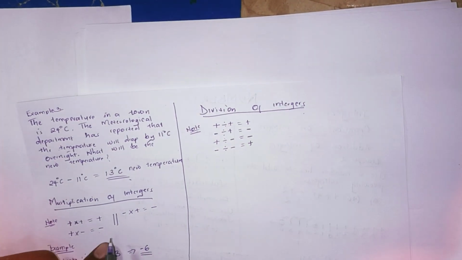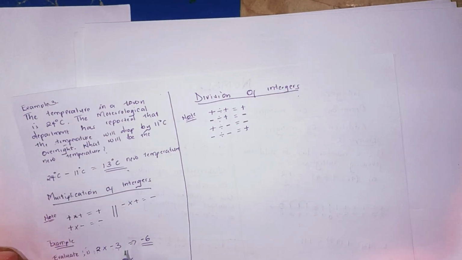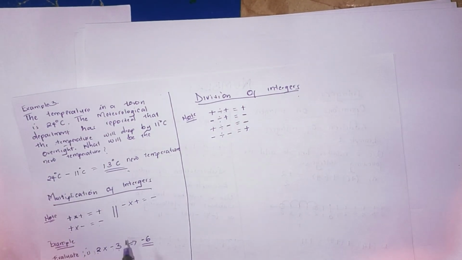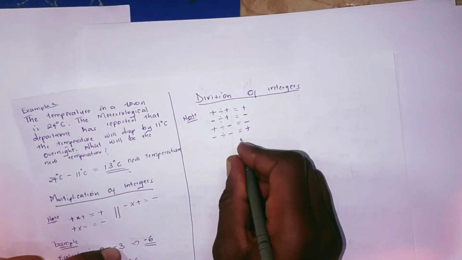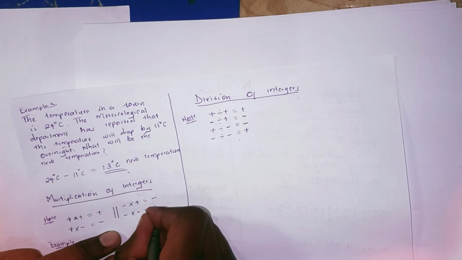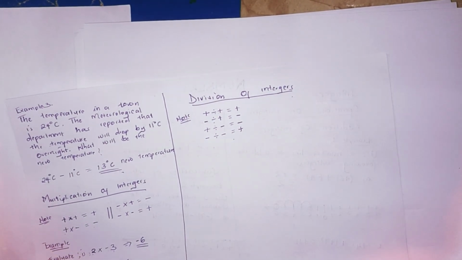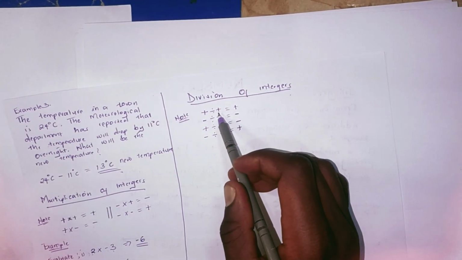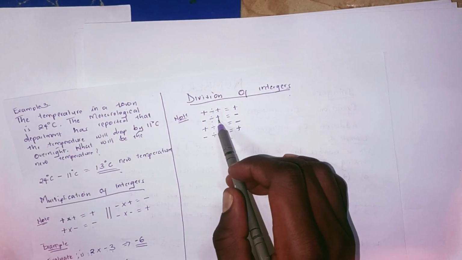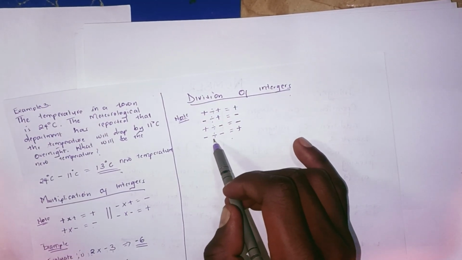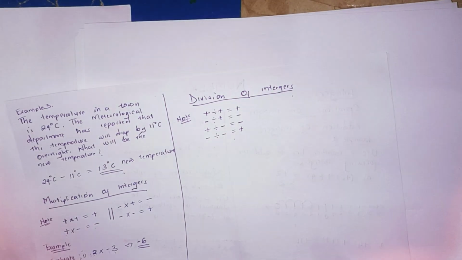Also, in the multiplication, I indicated in the last step that negative times negative gives a positive. It is just the same here. For division and multiplication, it is the same. So positive divided by positive is positive. Negative divided by positive is negative. Positive divided by negative is negative. Then negative divided by negative, I'll get a positive.